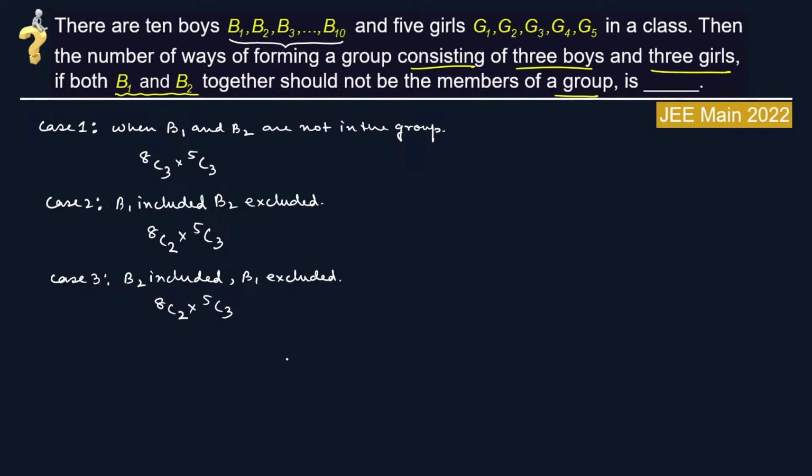So total number of cases for this sum will be 8C3 into 5C3 plus 8C2 into 5C3 plus the same thing 8C2 into 5C3. I have simply added these 3 cases. So let me calculate this one.